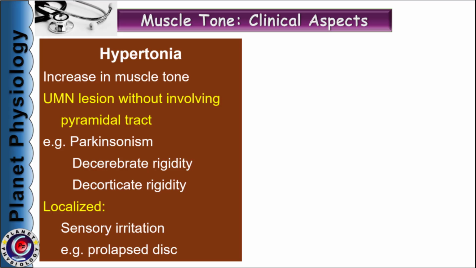It may be generalized as seen in upper motor neuron lesions without involving pyramidal tracts, that is corticospinal tracts. As the feel of the muscle is very hard and stiff, it is also called as rigidity. So rigidity is seen in conditions like Parkinsonism, decerebration or decortication. I will post a separate video on these aspects which will help you to write a short note on it. Hypertonia may be localized. Usually it is due to sensory irritation, as in case of intervertebral disc prolapse. As a result, back muscles around the region develop hypertonia and help to protect the injured area.